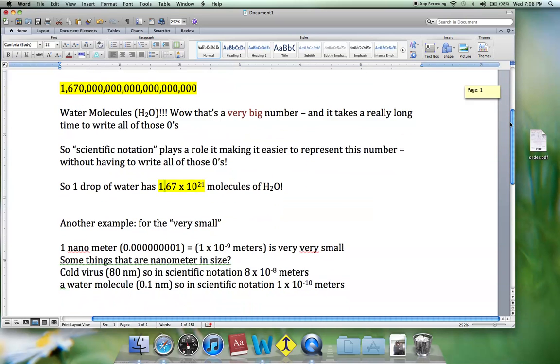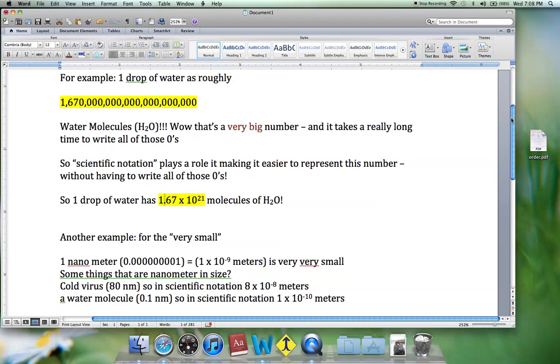All right, so what about very small? An example of something that's very small is something that's a nanometer in size. When we think about a meter stick, there's 100 centimeters in a meter. And so a nanometer is actually 0.0000000001 meters. It's really, really small.